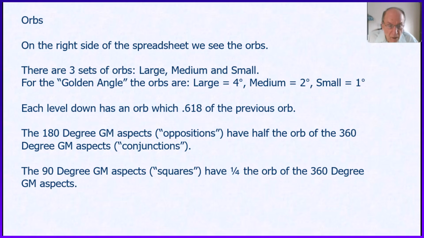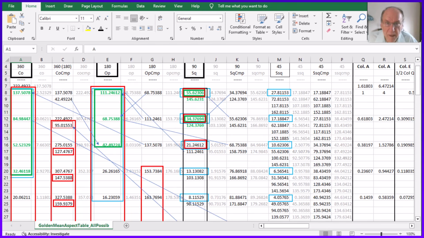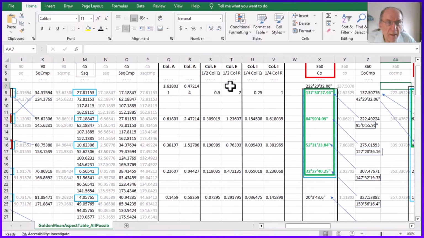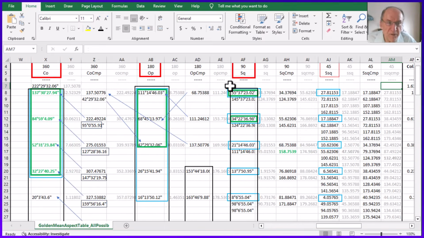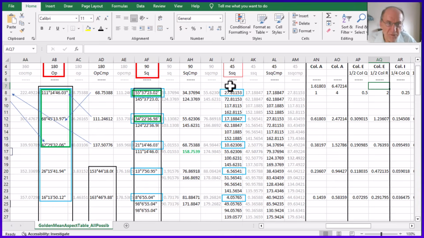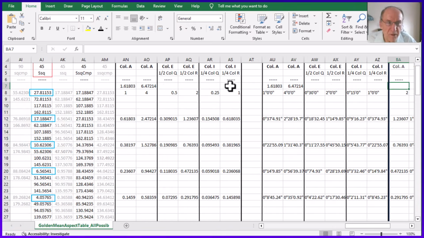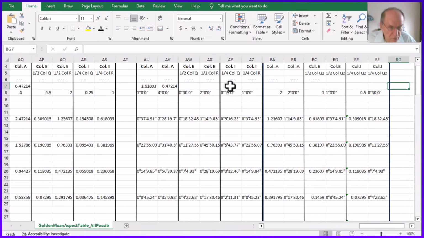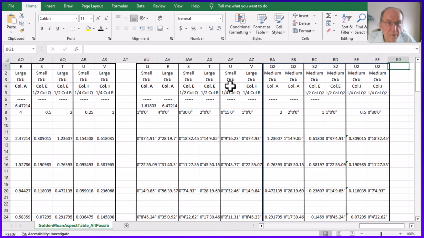So on the right side of the spreadsheet that I made of all these possible golden mean aspects, I put the orbs. And let's go all the way to the right. I entered all this stuff. This was a crazy amount of work, insane. Let me go to the top so we can read what these column titles are.